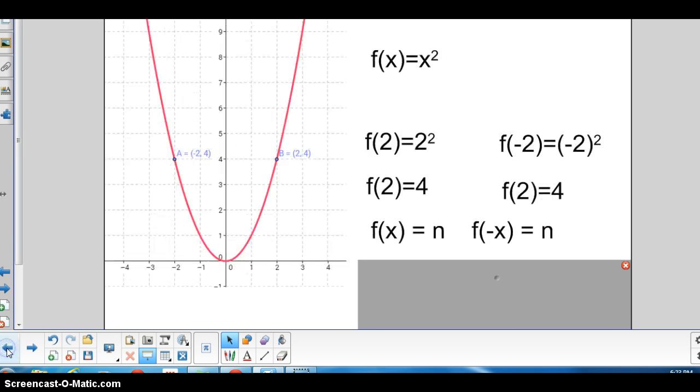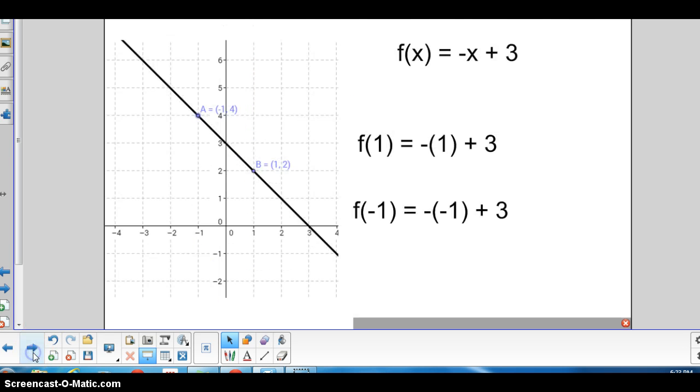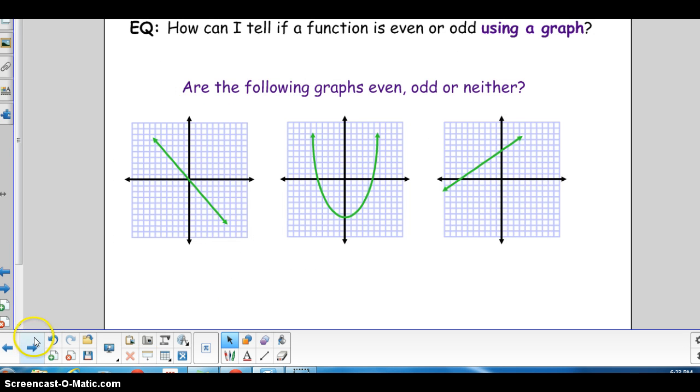So again, let's look at those pictures real quick again. This one's even because if you fold it across the y-axis, it's the same. And notice when you put in negative 2 and 2, you get the same output. This function was odd because when you rotated 180 degrees around the origin, you got the same figure. Again, if we look at the input of 2 and negative 2, we get the opposite outputs. That makes it odd.